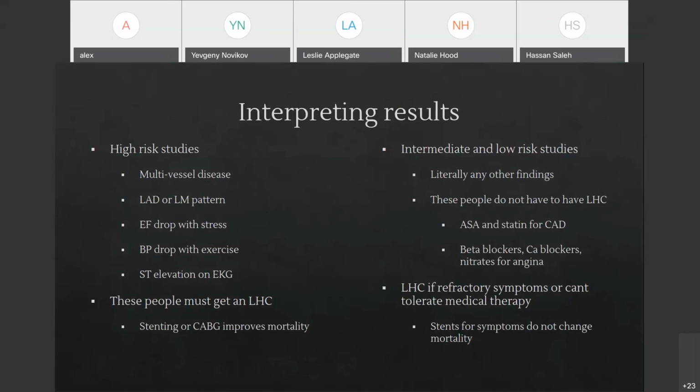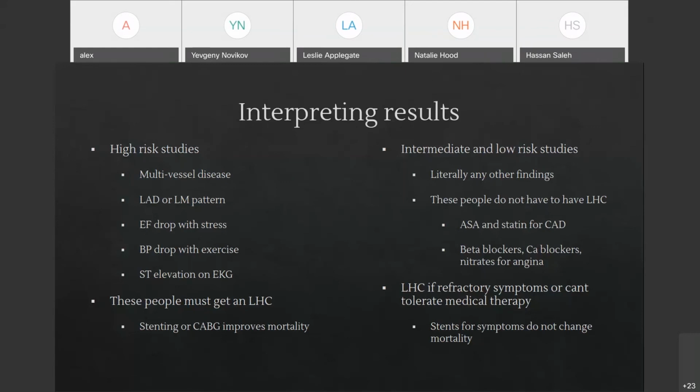People who have high-risk studies have to get a cath because stenting or CABG in these populations improves mortality. Intermediate and low-risk studies is all the other stuff. Those people do not have to be cathed. They can be medically managed, aspirin and statin for their CAD, beta blockers, calcium channel blockers, and nitrates for their angina. These people should only be cathed, according to guidelines, if they have refractory symptoms or can't tolerate their medical therapy. Stents for symptoms do not change anybody's mortality.